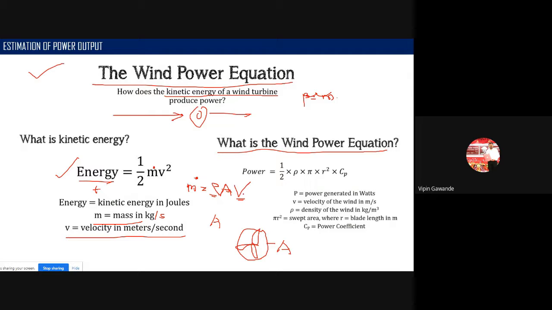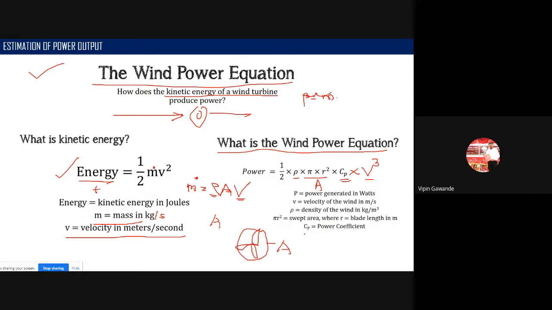So when we put this rho A v, the swept area is pi r squared. So rho A, and then we have the velocity. Here velocity is not mentioned, so it is rho A v cube: v squared from here and v from the mass flow rate. So it becomes v cube.